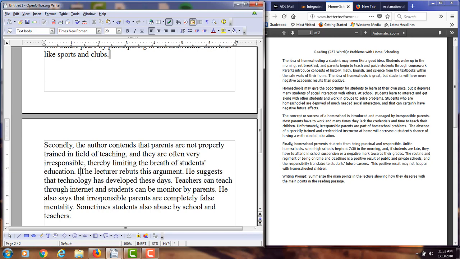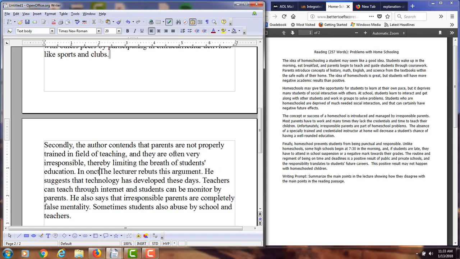You might want to say, in contrast, this is one thing you can improve on. You need to use a transitional word of contrast as you move from the reading to the listening passage in each of your body paragraphs. That helps show the connection of your ideas a little bit better. You have the lecturer, or if you said this, rebutting. The lecturer rebutting this argument, maybe put commas here, and I'm trying to combine these two sentences to create a little bit more advanced structure here.